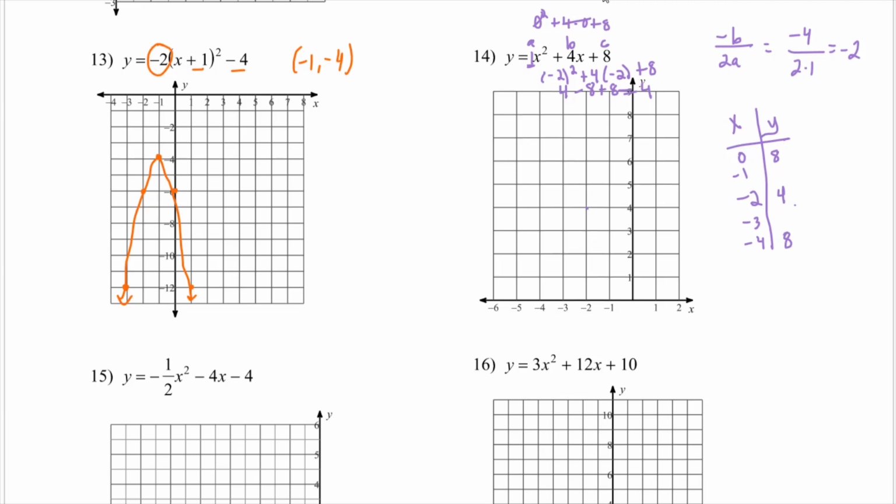I'm going to use transformations though to do that. So -2, 4, and then we've got 8 on either side. But I know that since this is not vertically stretched or compressed, that I just need to go up 1 and out 1. And here's my parabola.